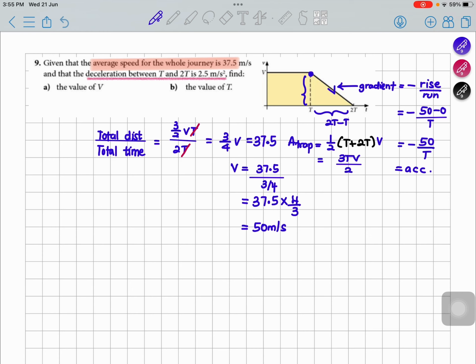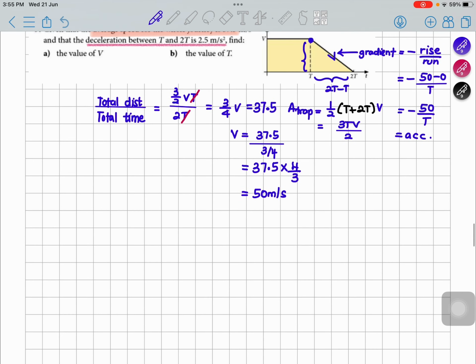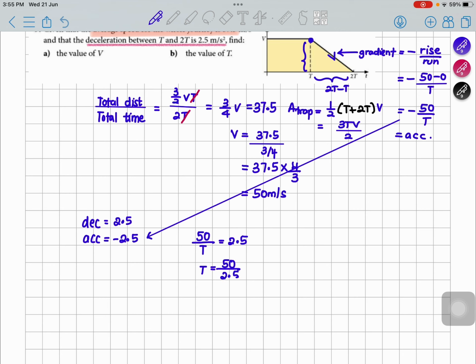So now the deceleration is given as 2.5. So what will you write? If the deceleration is 2.5, you know that your acceleration is negative 2.5. So you just take this and equate. What will you get? 50 over t is exactly 2.5. Therefore, your t is 50 divided by 2.5, which is 20 seconds.